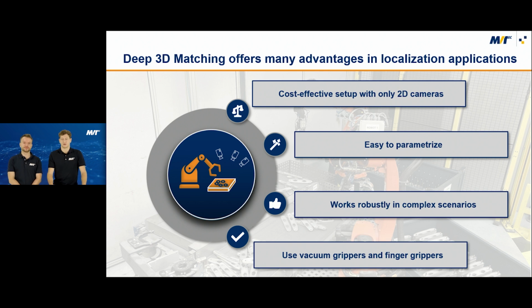It offers a cost-effective setup without expensive 3D sensors. It is easy to parameterize. And due to the multi-view approach, it is particularly effective for complex scenarios such as variations in object appearance or occlusions, or when you have noisy data available. It also allows us to use vacuum grippers and finger grippers for bin picking applications.